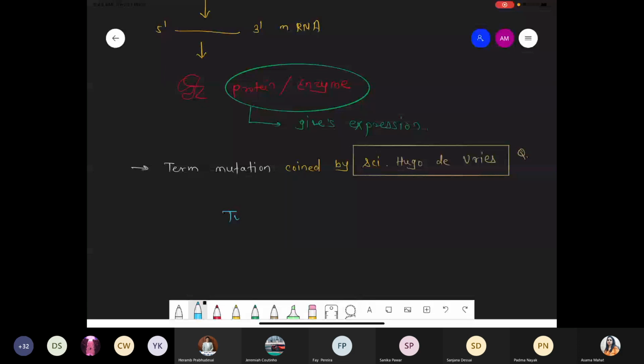Now, next point, write down the title. We are talking about types of mutation.